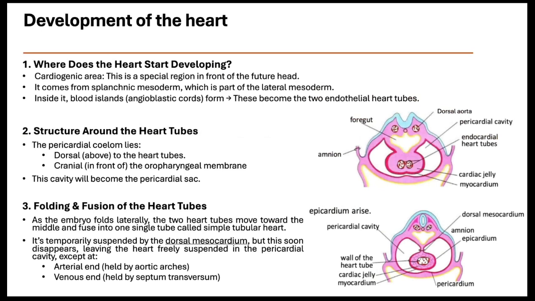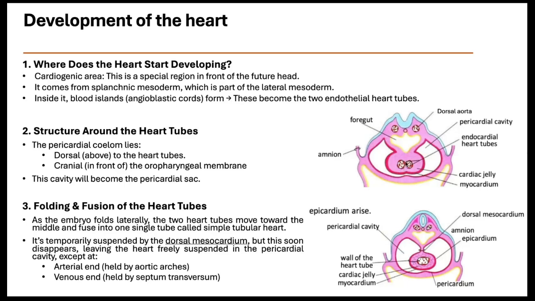Moving on to how the heart actually develops. Firstly, it starts developing in an area called the cardiogenic area, which is located in front of the head which is going to be formed later on. And it comes from a special type of mesoderm called splanchnic mesoderm. Inside of this cardiogenic area, angioblastic cords start forming. These are basically blood islands, and these are then converted into the endocardial heart tubes.